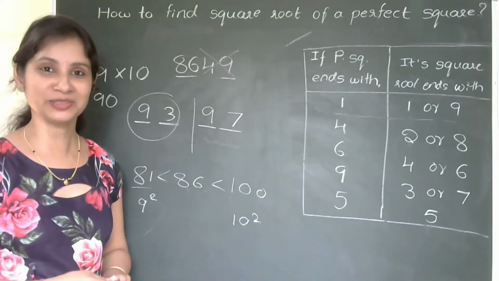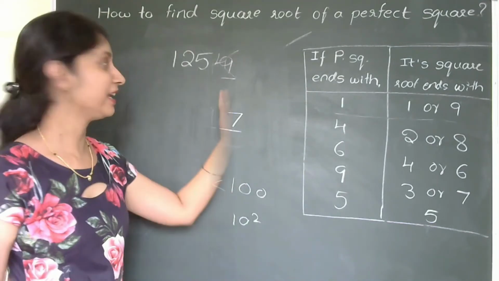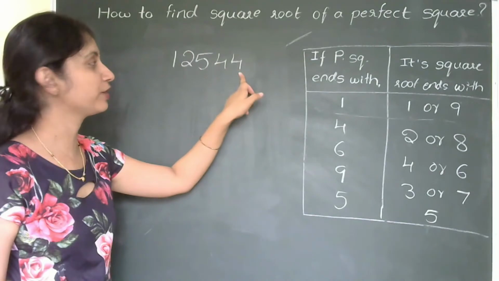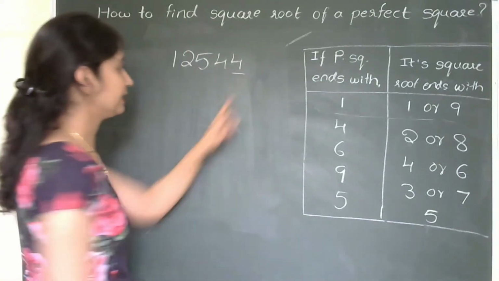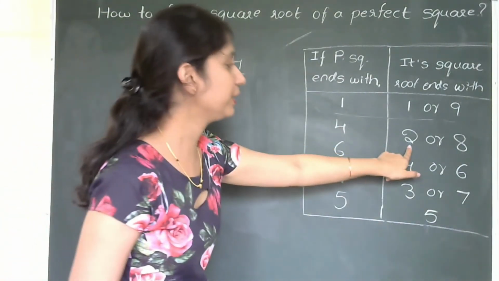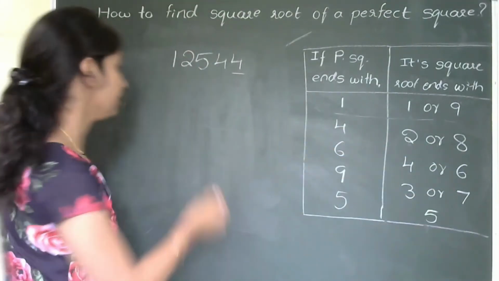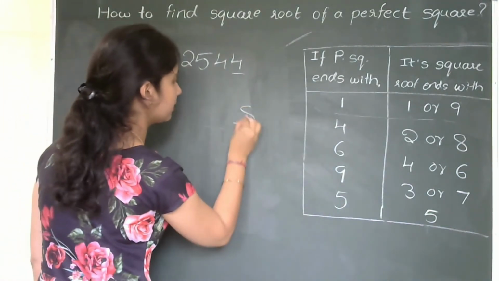I hope you loved the method, right? We will go for any 5-digit number now. Here I have taken 12,544, a 5-digit number. The first step, just guessing the unit place of the square root, right? It is ending with 4. So either 2 or 8 we will consider in the unit place. Okay, 2 or 8 I have considered.